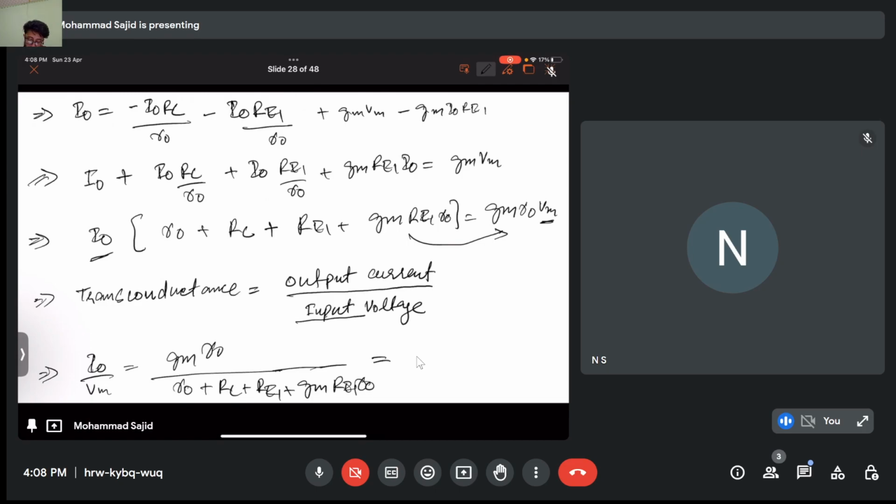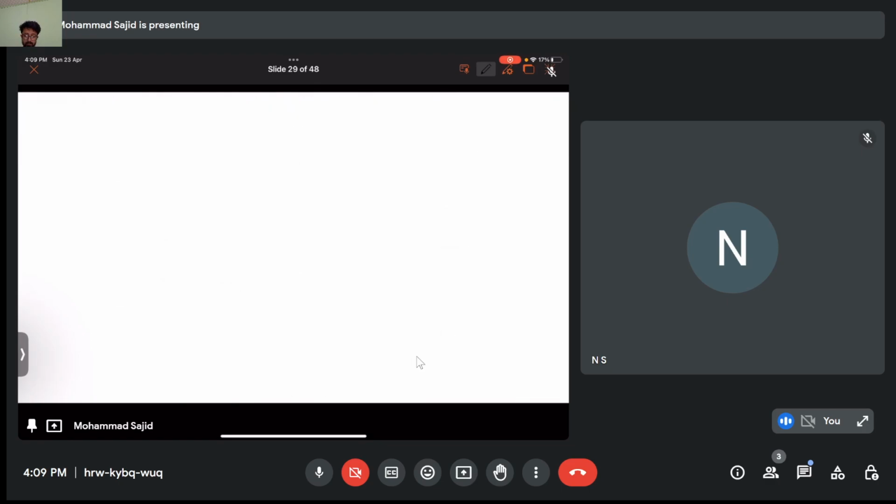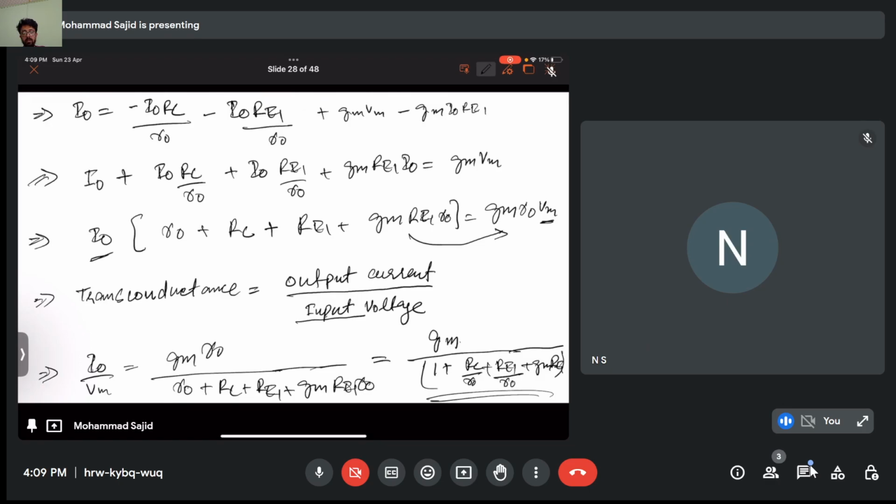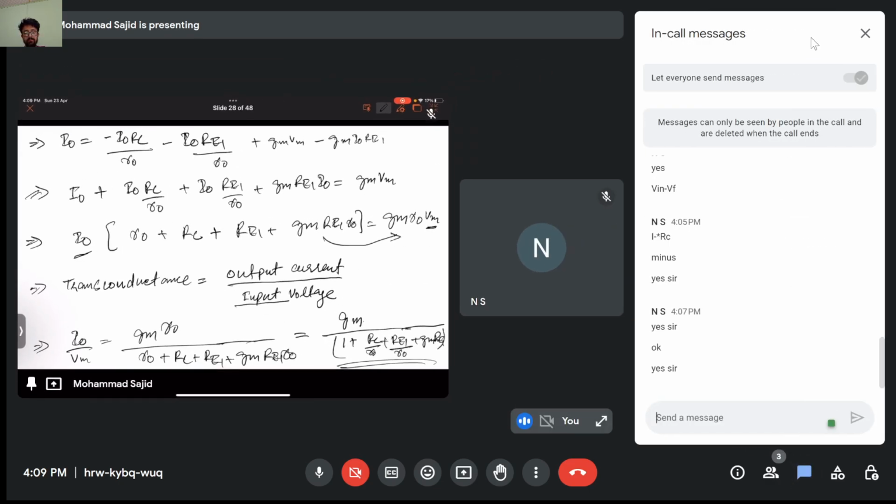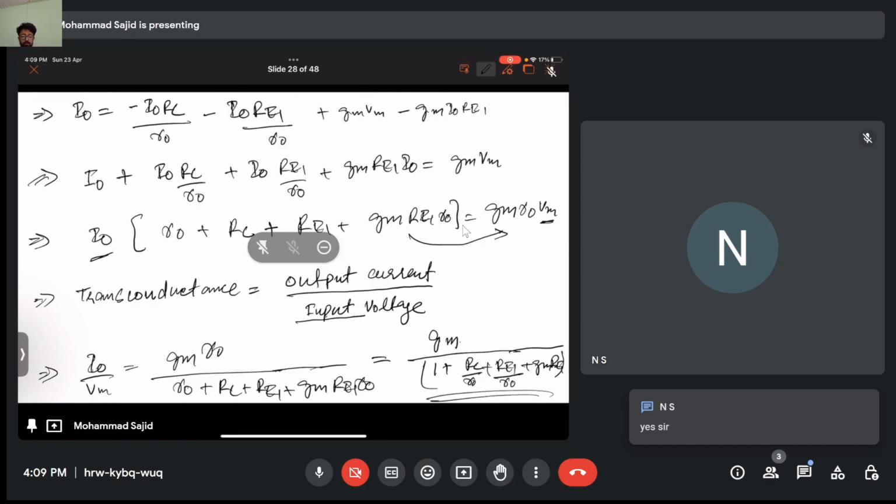Divide numerator and denominator by R naught, you will get Gm divided by 1 plus Rc by R naught plus Re1 by R naught plus Gm Re1. Now initially without the feedback network your Gm was simply Gm. Now your Gm dash will be Gm divided by this component. It comes due to feedback. Okay. Is this understood? How we arrived at this formula? All the steps? Okay.